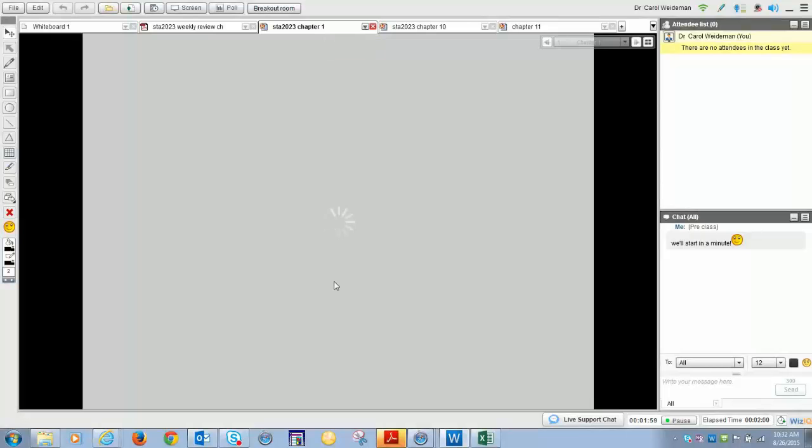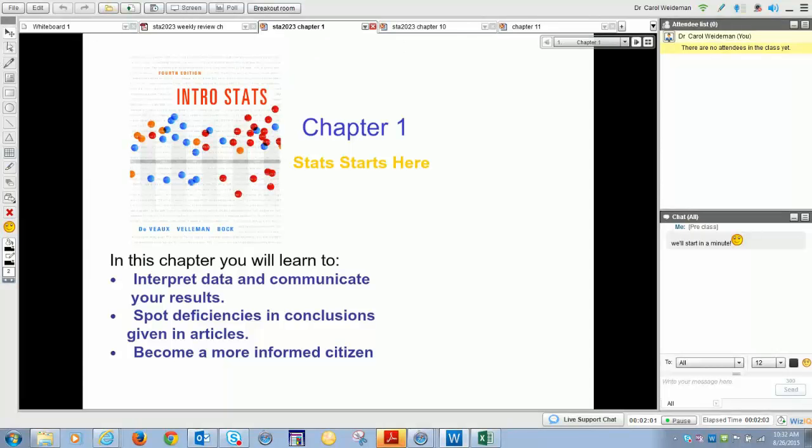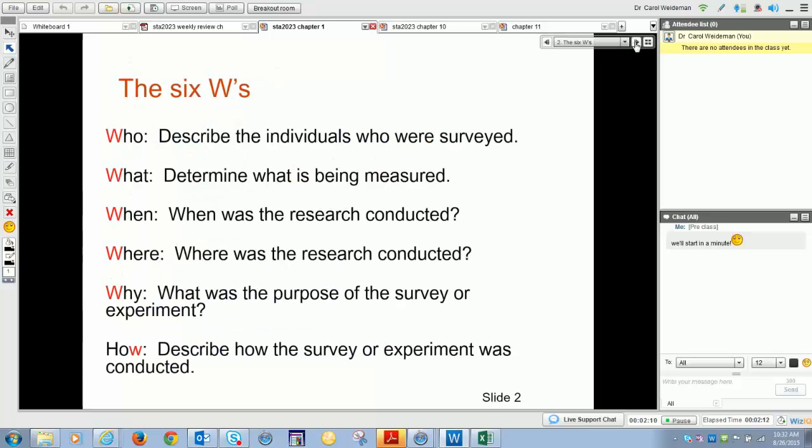So I'm going to start in Chapter 1, and we're going to talk about the W's, interpreting data, becoming a better, more informed citizen. So let's go over some of the concepts in Chapter 1. Chapter 1 talks about the 6 W's.